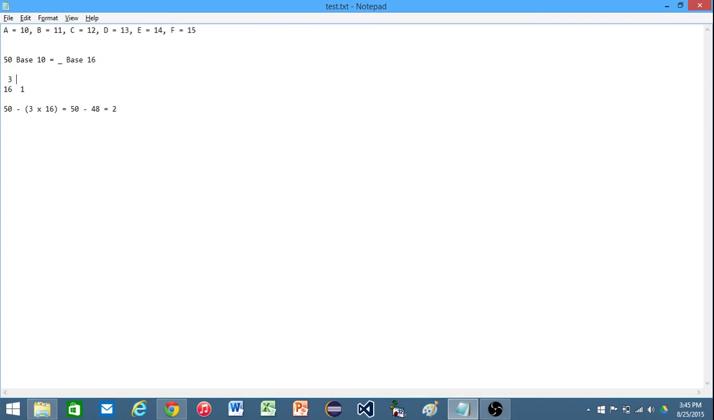So now we can just go to our 1s, and we can place our 2 there. We can do our final subtraction problem if you like. 2 minus 2 would equal 0. That means we've accounted for everything. And our final answer to our problem is 32 base 16 is equal to 50 base 10.